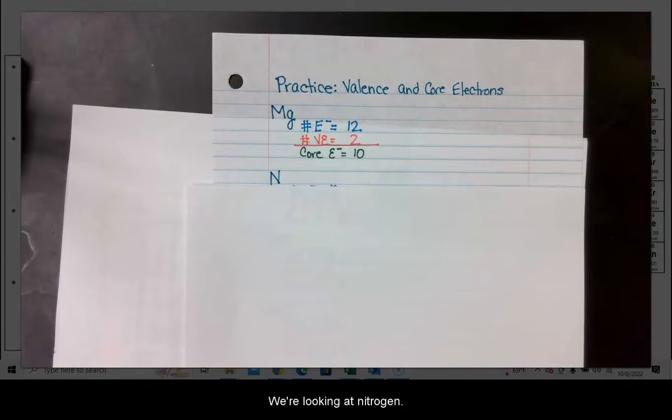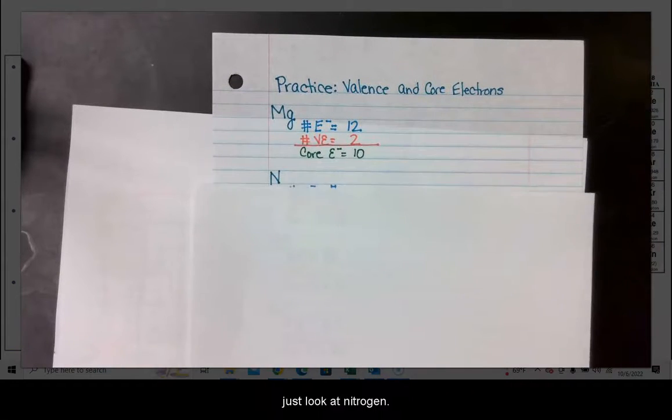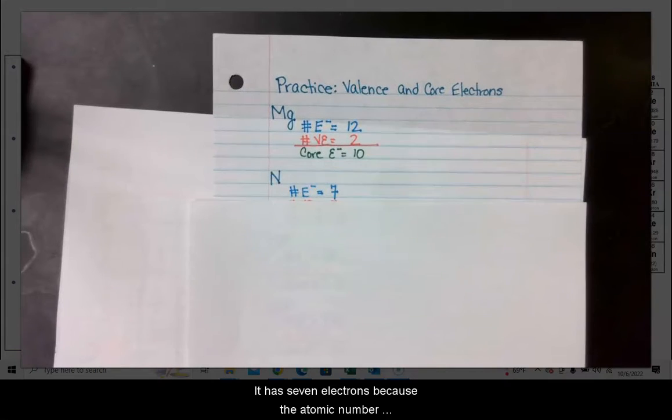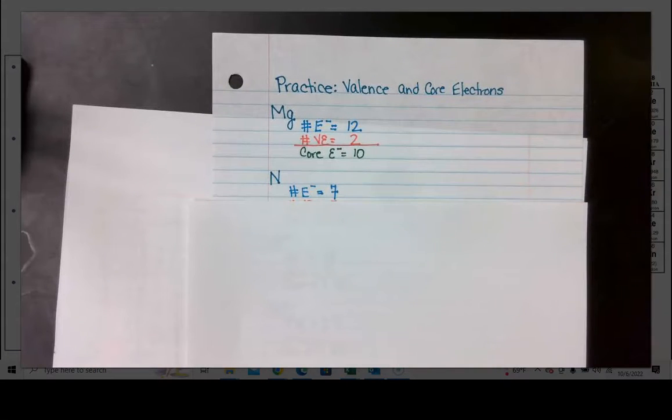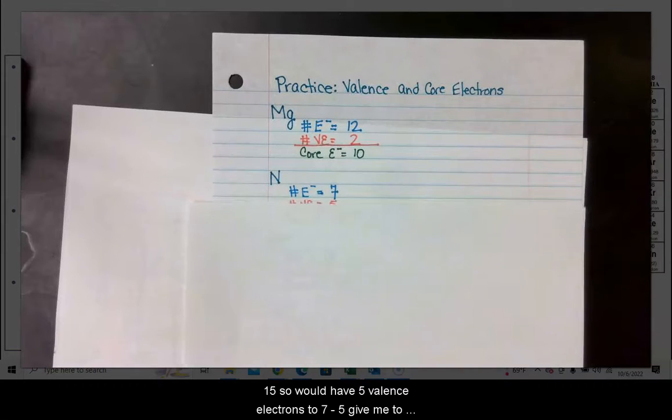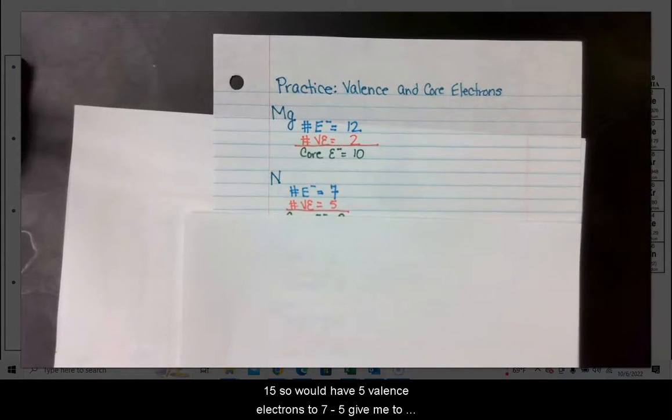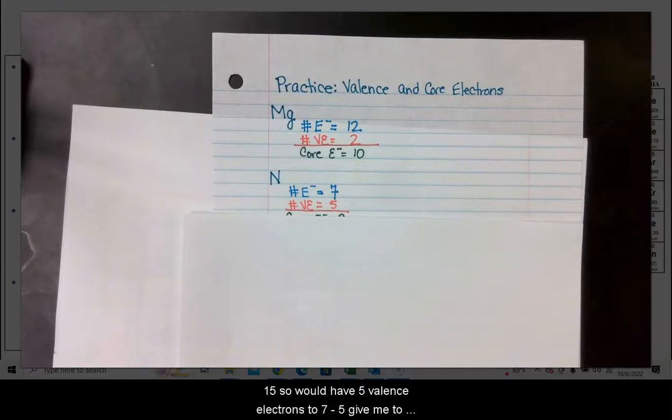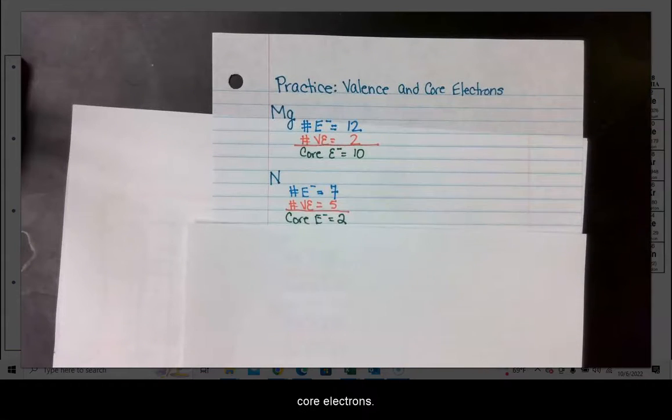If we're looking at nitrogen, and nitrogen does not have an ion, it's got no plus or minus, so we just look at nitrogen. It has 7 electrons because the atomic number of nitrogen is 7. It's in column 15, so it has 5 valence electrons. So 7 minus 5 gives me 2 core electrons.